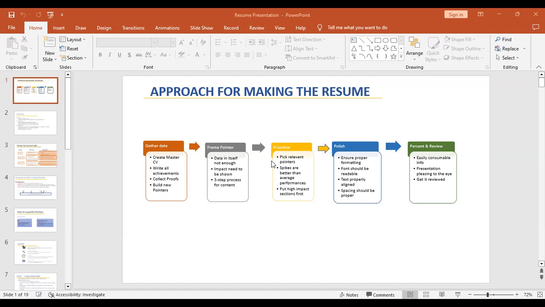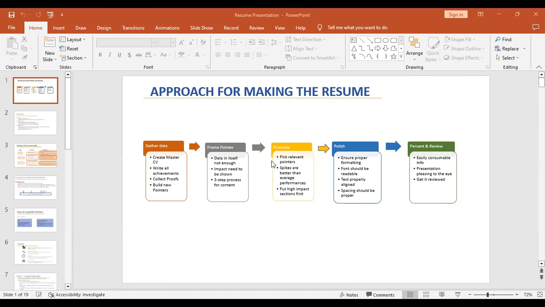So we will be talking about resume. So create a master resume, not a CV. Create a master resume where you have each and every piece of information with you. Then try and collect the proofs, the documents that can substantiate your claim.